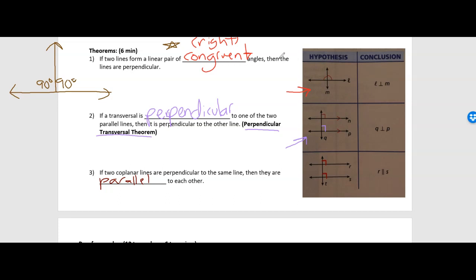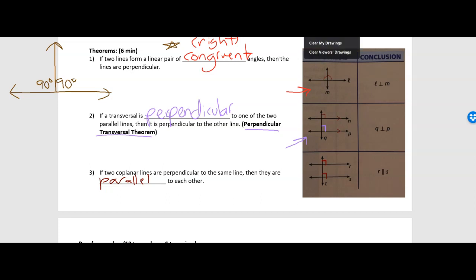All right, theorems 1 and 3 don't have a special name. If we end up having to use those in a proof, we're just going to write out what the theorem says. Again, so only number 2 has a special name that we can use for a shortcut. The other ones, we would just write out the entire thing if we want to use it.